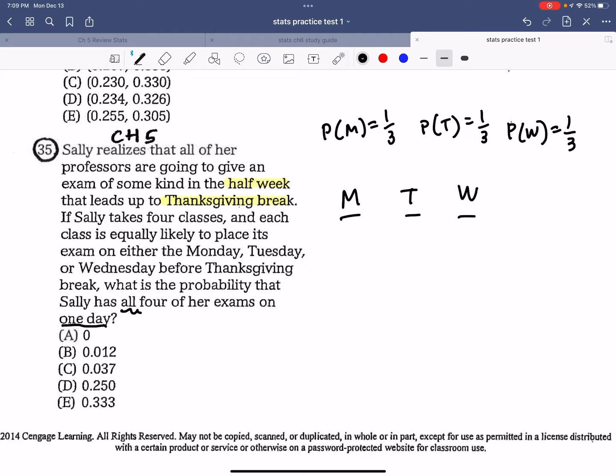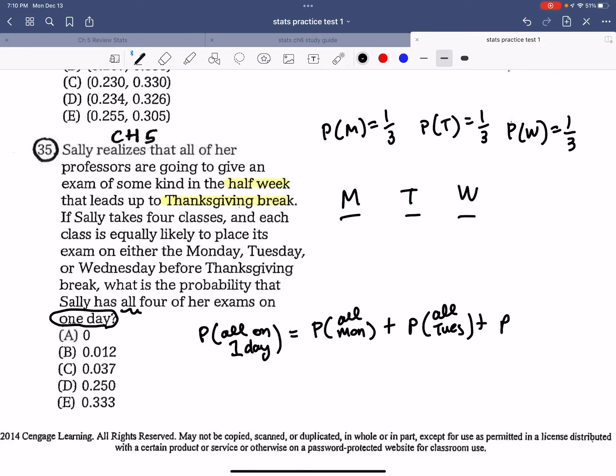Now, we talk about ways. I have to add this up because what's the probability that all four are on one day? I need to add those up, okay? Because the probability of all on one day could be the probability of all on Monday, or the probability that they're all on Tuesday, or the probability that they're all on Wednesday. Right? Notice those are mutually exclusive events. They either all happen Monday, or they could also all happen Tuesday, or they could all happen Wednesday. So we can add up those events. We don't have any overlaps.